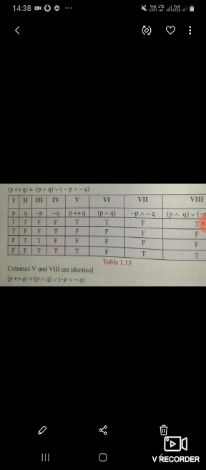Therefore we can write the conclusion. Column 5 and column 8 are identical. Therefore the left hand side is equal to the right hand side. That is equivalent, we can prove.